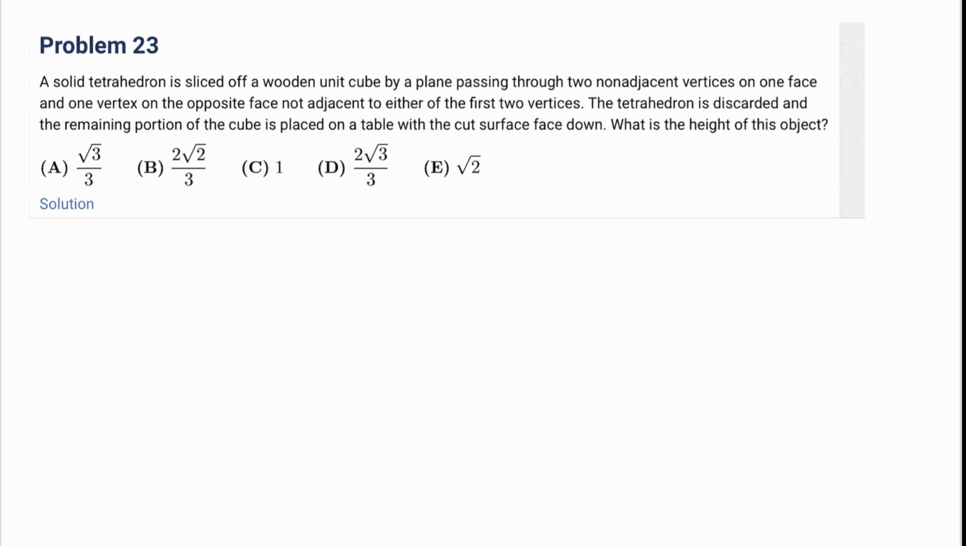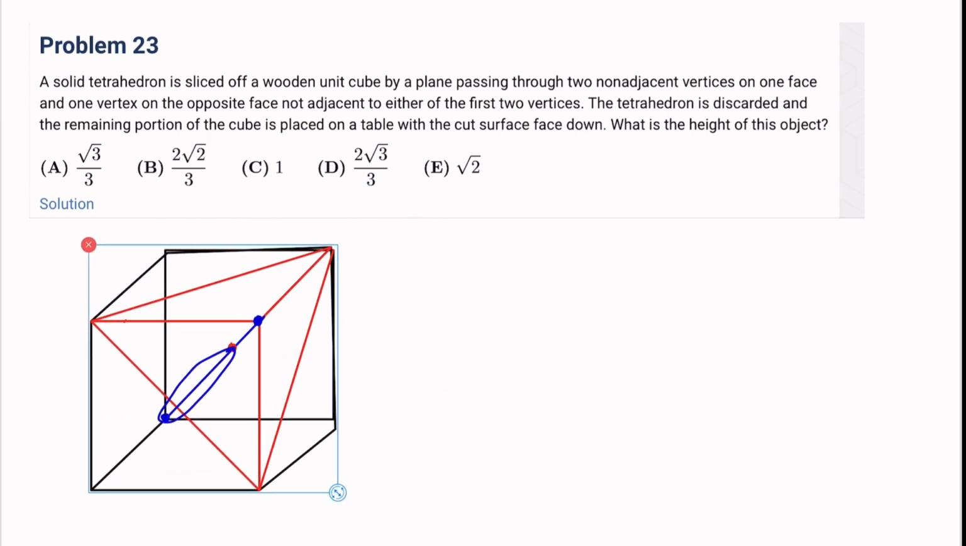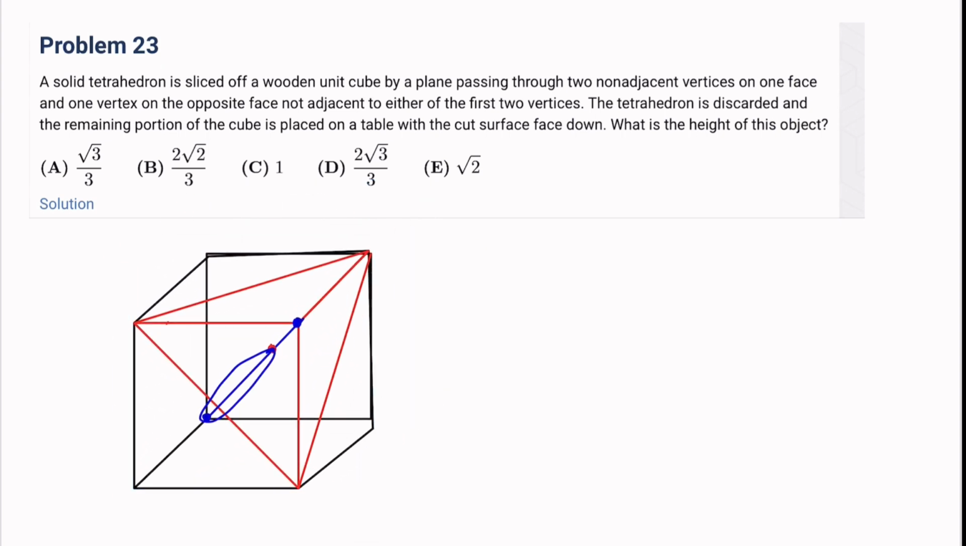The tetrahedron is discarded and the remaining portion of the cube is placed on a table with the cut surface face down. List the height of this object. And so to visualize this, let me draw a diagram of it. This would be the unit cube, and this would be 1, 1, 1 all around, right?